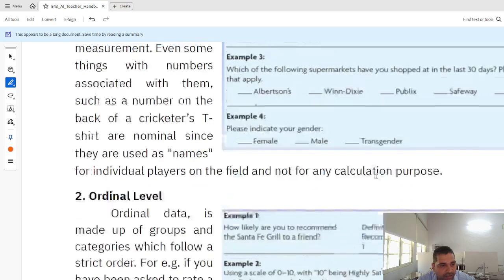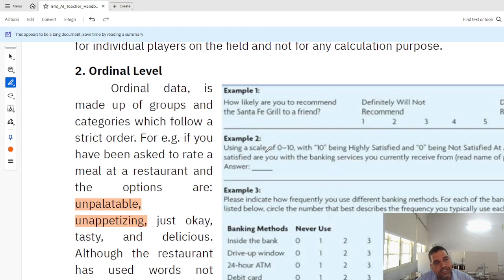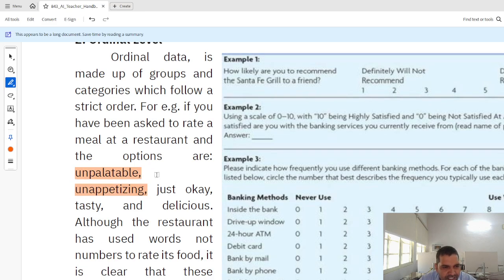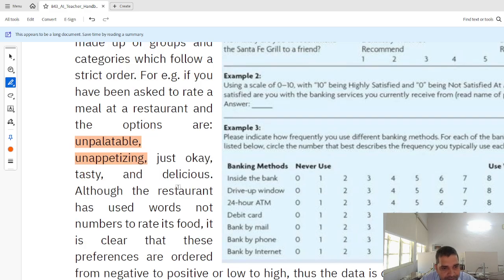These are the nominal. Ordinal data is made up of groups and categories which follow a strict order. If you have been asked to rate a meal at a restaurant, how do you give your ratings? Unpalatable, unappetizing in words, just okay, tasty and delicious. So we can say unpalatable means the taste is not good, unappetizing means not healthy or something, just like that. So these are nominal, but in the ordinal, how do you label it?